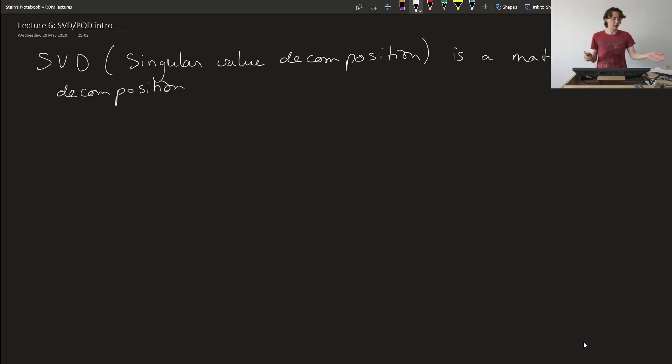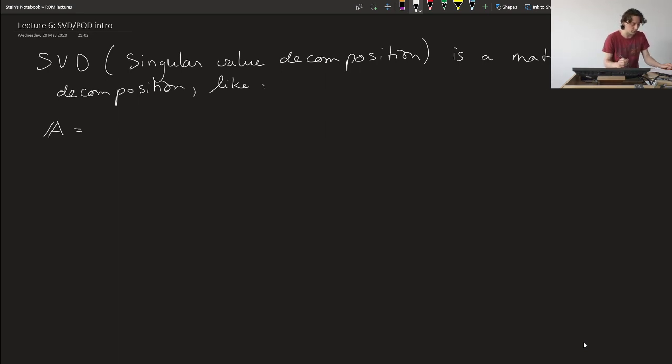Now, what is a matrix decomposition? I suspect that during your studies you've actually come across many different types of matrix decompositions. So just to put this in the right context, I want to give a couple of examples of what matrix decompositions are. Suppose that we have some matrix A.